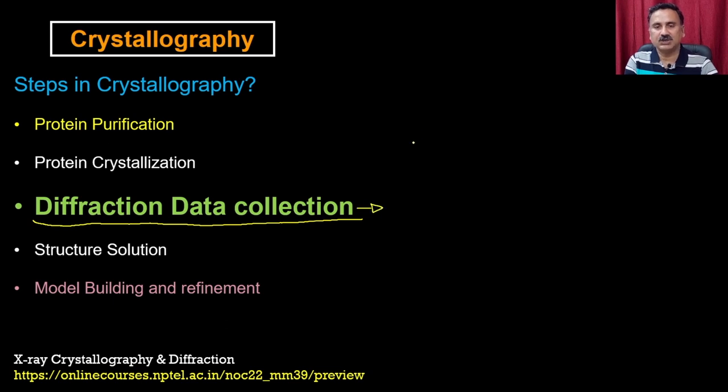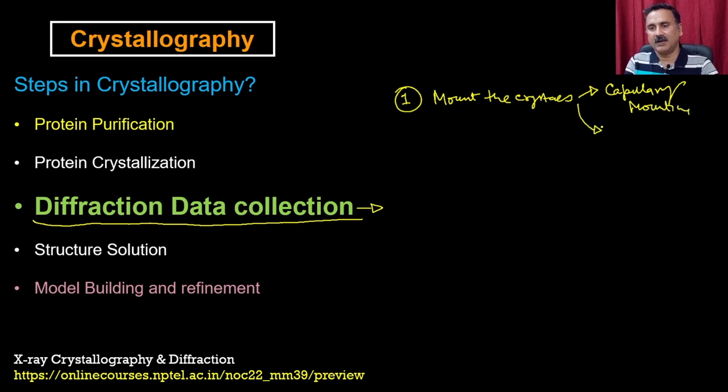Diffraction data collection is a multi-step process. In the first step, you are going to mount the crystals. The mounting of the crystals can be done by two methods. One is called capillary mounting, and the second one is called loop mounting.